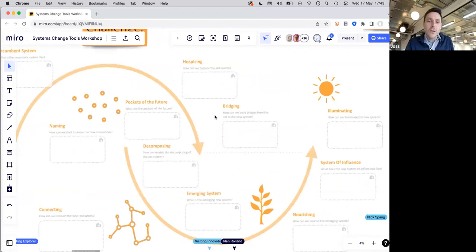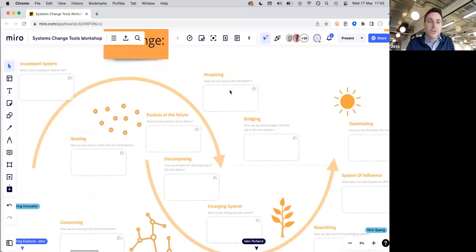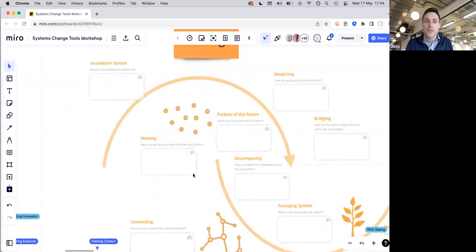So that's the bottom loop. And then we've got this bridging, which is how do we bridge between the new system and the old to really enable the old system to start making that transition and redirecting the resources to the new system. We've got what we talked about, hospicing. How do we hospice the old system, which is essentially taking care of it like we take care of our parents when they get very old, right? How do we enable it to gracefully and successfully let go of the resources and start to see itself a place in the new system and how it can enable that. And then the decomposing here is the actual enabling the decomposing of the existing system, which is that letting go process. So that's it.